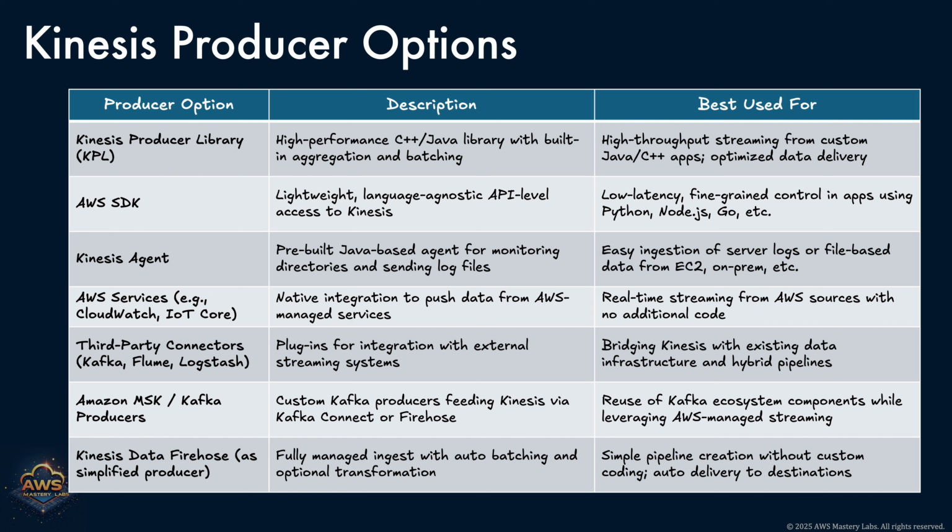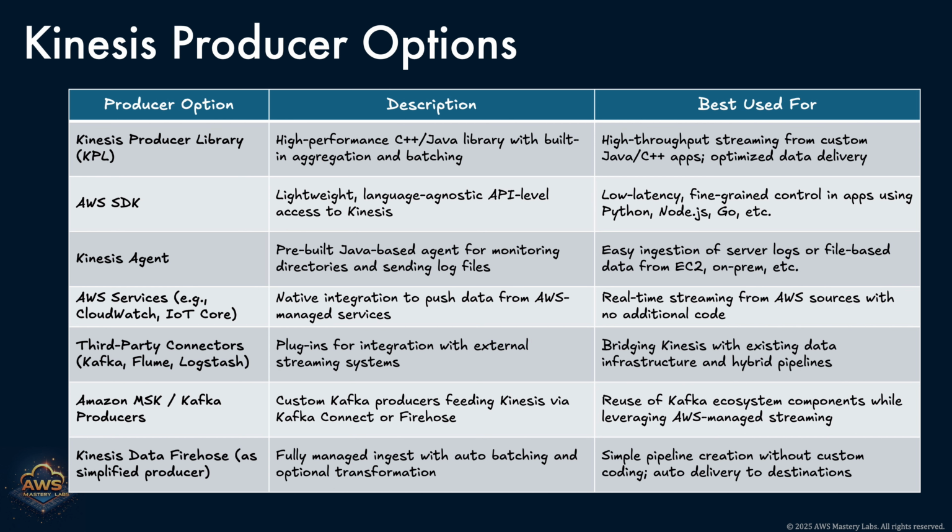Then there's the Kinesis Agent, a pre-built Java application that you can install on servers or EC2 instances. It monitors log files and automatically pushes new entries into Kinesis. It's a great drop-in solution for sending application logs, server metrics, or other file-based data to a stream with minimal setup. You can also stream data from other AWS services like CloudWatch Logs, IoT Core, or AWS Lambda. These services natively support Kinesis as an output target, enabling event-driven architectures without writing producer code.